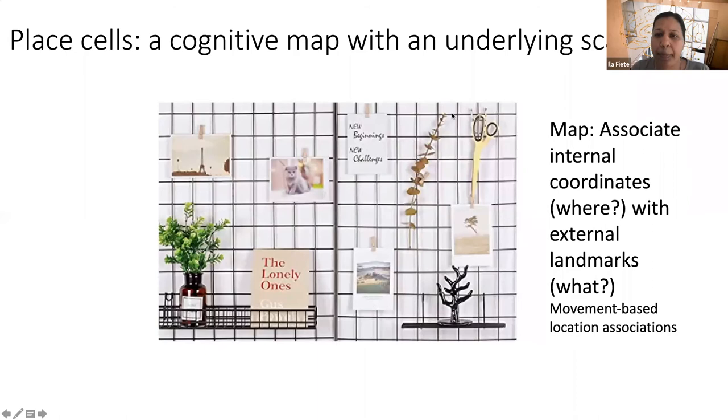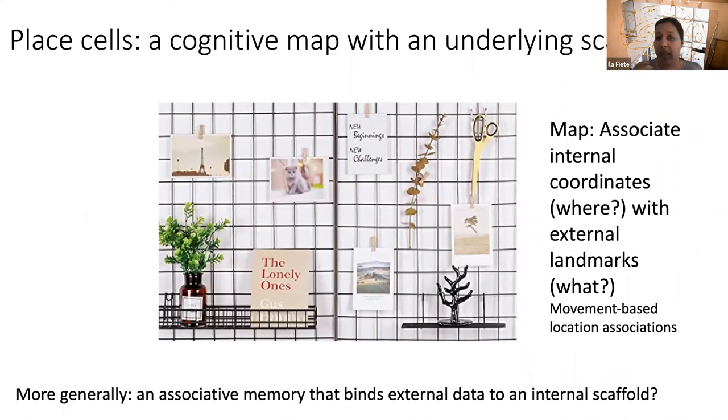This is not unreasonable. When we think about the hippocampus in the spatial domain, we often think of it as providing a spatial map or cognitive map that associates internally derived coordinates about where we are in some Cartesian sense in the world with external cues: where those external cues were encountered, right? So we're associating the where with the what. That is the common conception of what the hippocampus does in the spatial domain. But much more generally, we can think about the hippocampus as an associative memory that is binding external data to an internal scaffold. The external data are the what, and the internal scaffold is, in the spatial sense, the where. Again, the internal scaffold in this picture would be provided by grid cells, and the external data would be provided by neocortex.